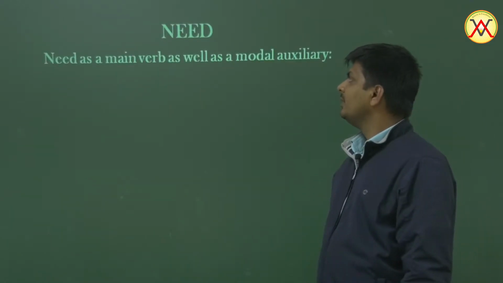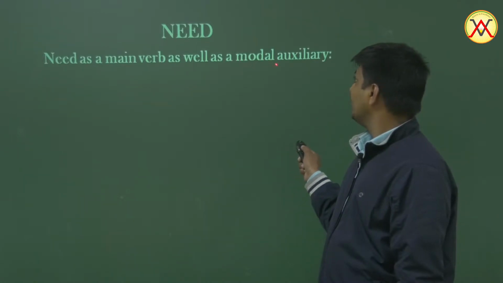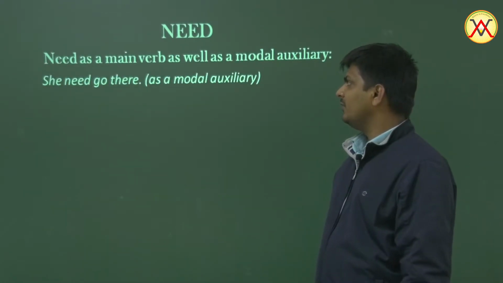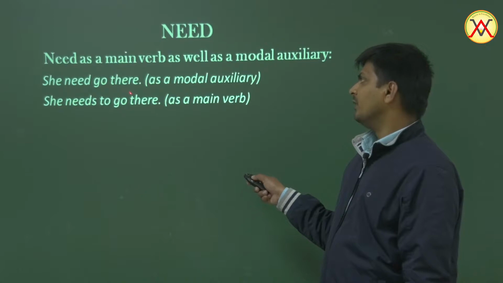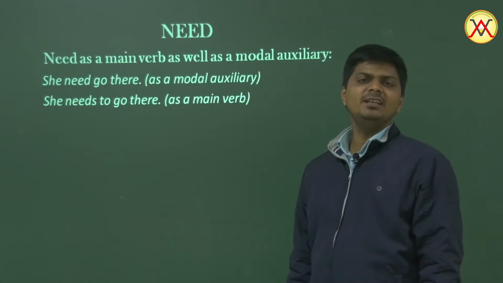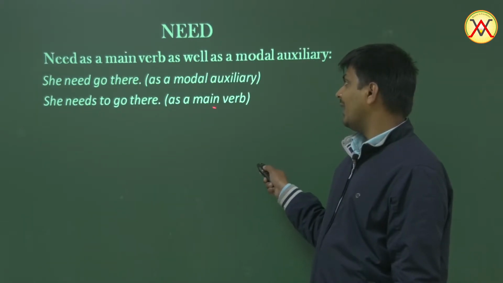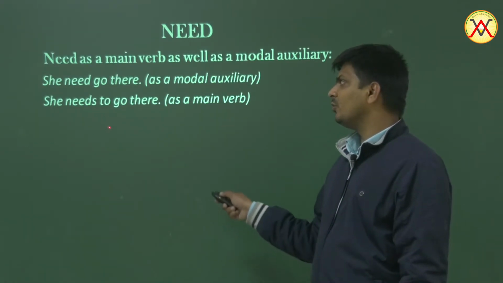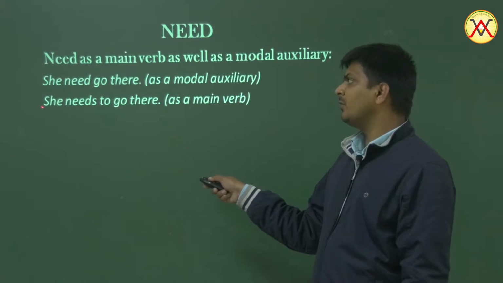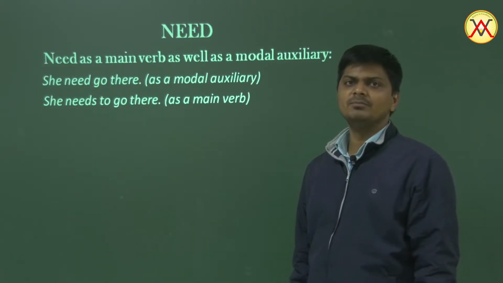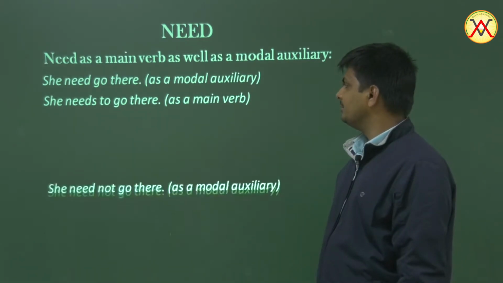Need as a main verb as well as a modal auxiliary. Look at these examples. She need go there, as a modal auxiliary. And she needs to go there, as a main verb. It is simple present tense, and so we are adding s to this need because the subject is singular. She needs to go there.